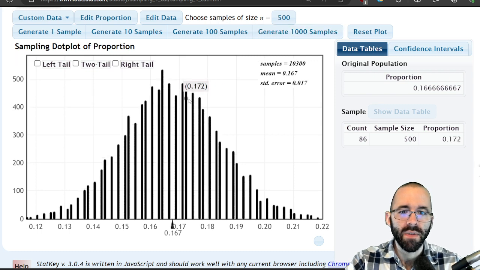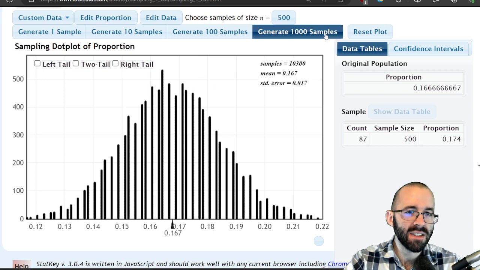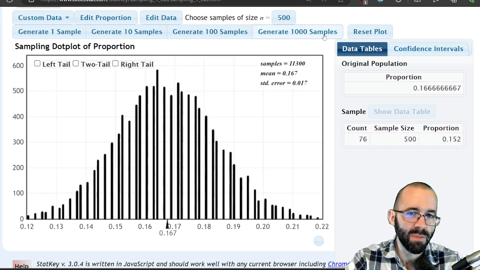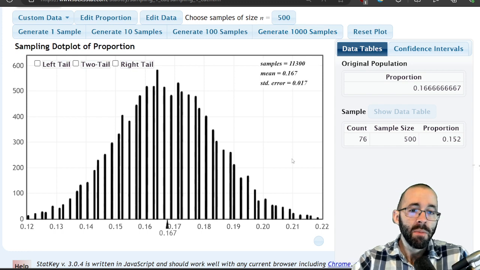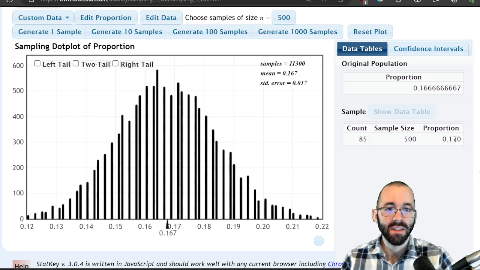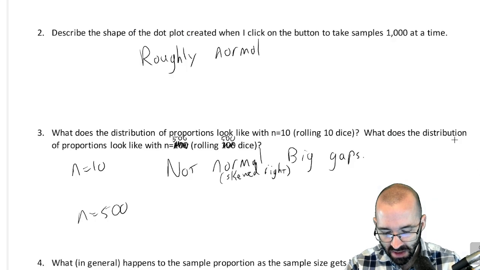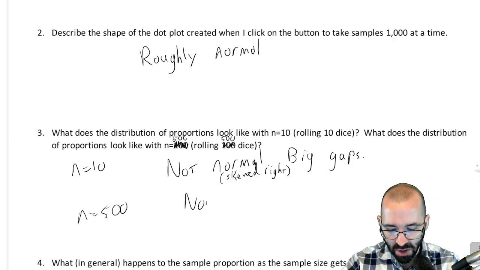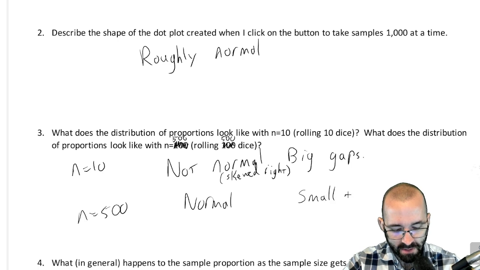Also, these all are the same distance away from each other. It looks like these two are closer and these two are further. They're the same distance. It's just the computer that's drawing them this way, just limits of the technology. Yeah, it's roughly normal. Again, it's roughly normal. And we have small gaps.